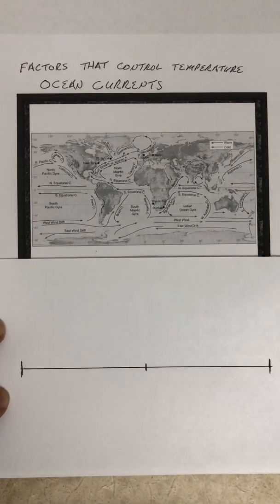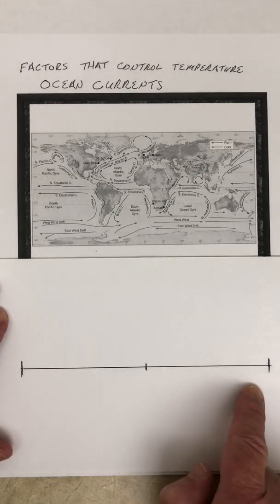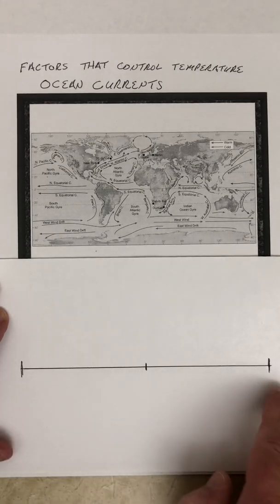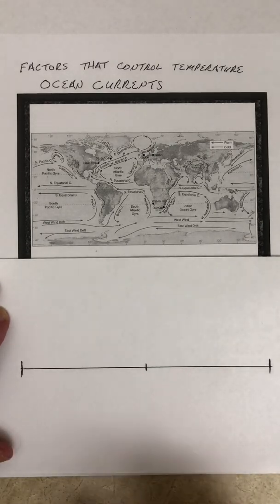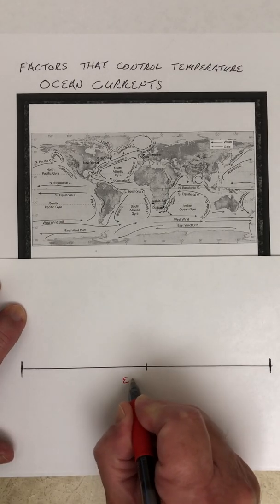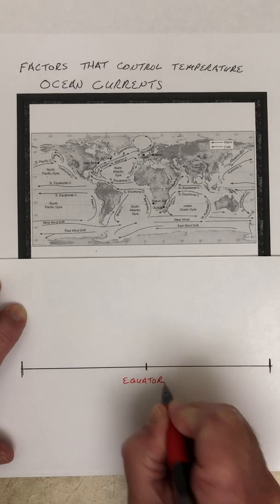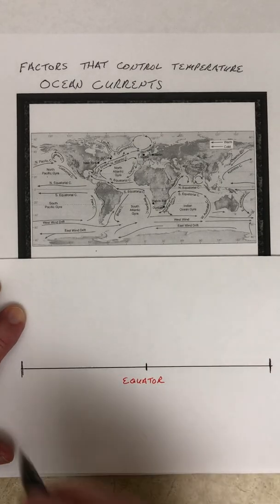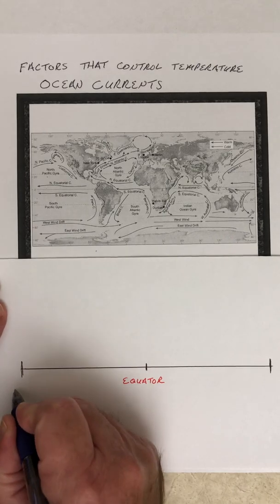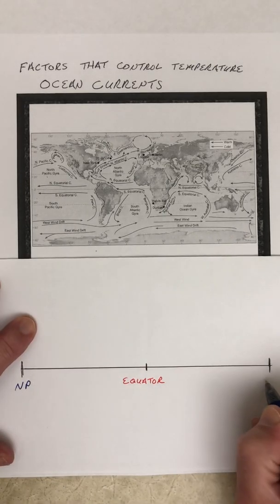Hi class. The next factor that we're going to look at that controls temperature is ocean currents. To do that, we're going to draw kind of a number line. It's going to be a latitude line here. And so we'll start off with the equator here at 0 degrees latitude, and the North Pole and the South Pole.